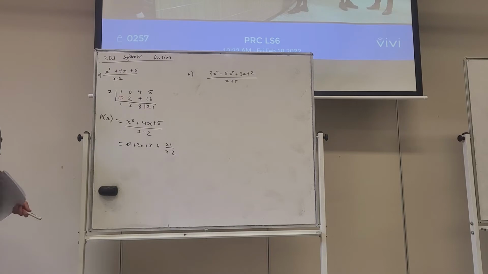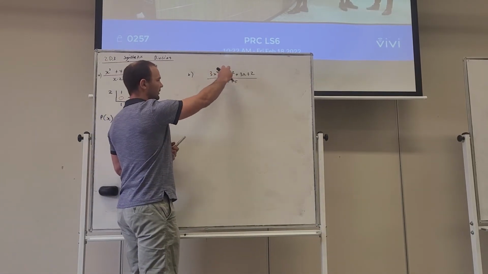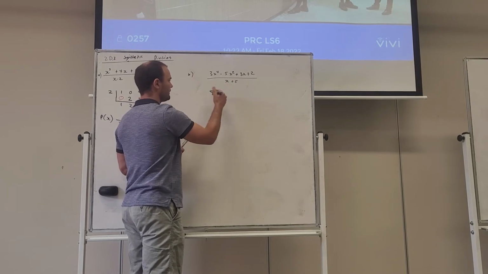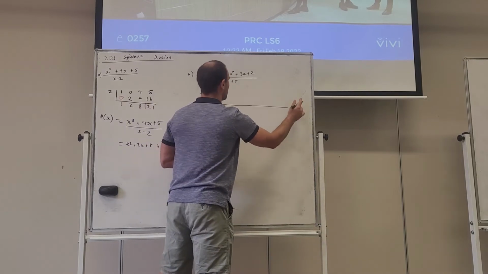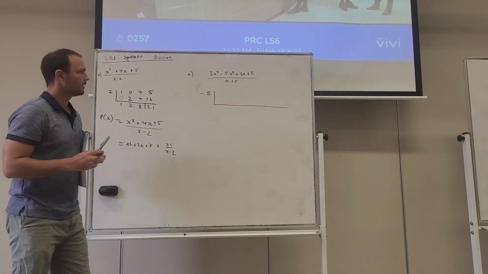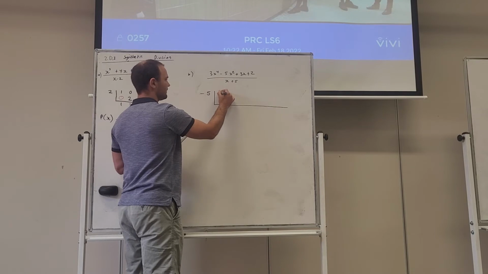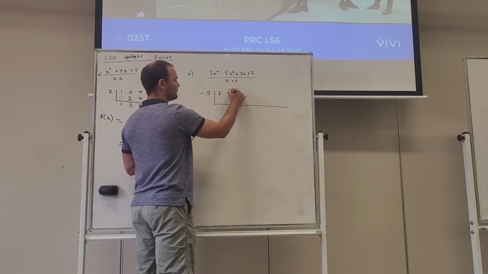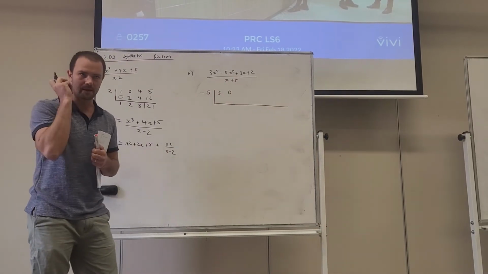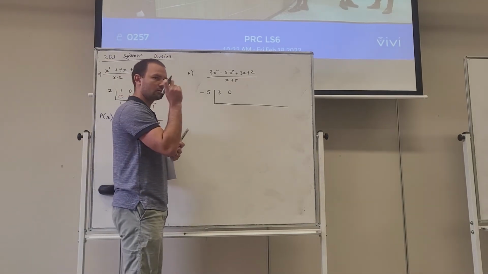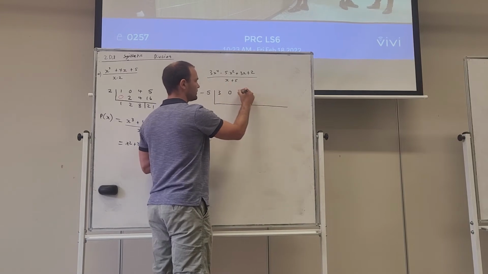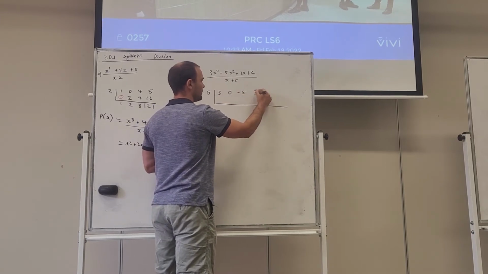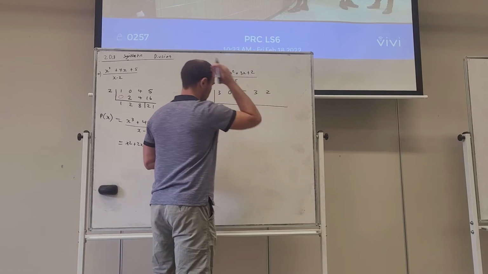Okay, let's do the next one. We've got a quartic, and we've got x plus 5, so that means our value out the front is going to be -5. We'll draw up our square bracket. We've got 3 lots of x to the 4. We've got 0 lots of x to the 3. Make sure you put a 0 if there is not one of the degrees that we need. We've got 0, -5, +3, and +2.